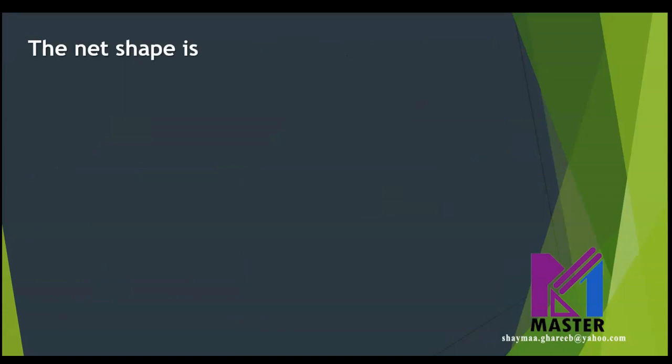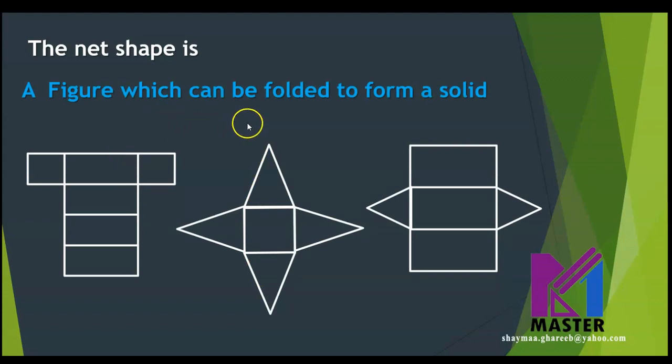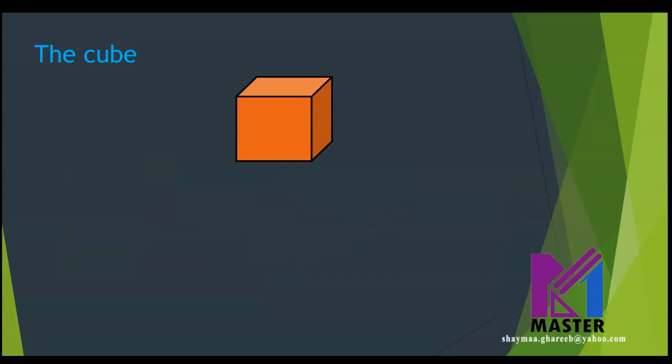The net shape. What is the net shape? It is a figure which can be folded to form a solid or to form a 3D shape. As you can see, if we fold these shapes along their sides here, we are going to form a 3D shape. In this video, we are going to talk about the cube.